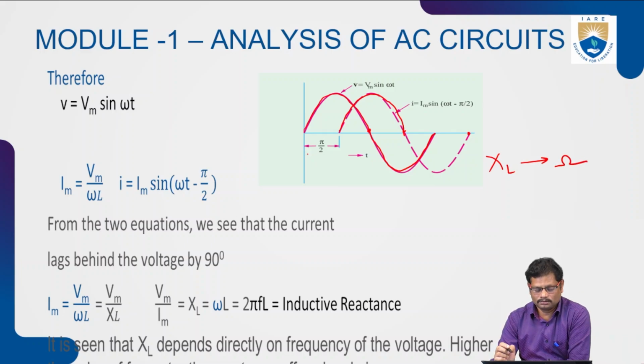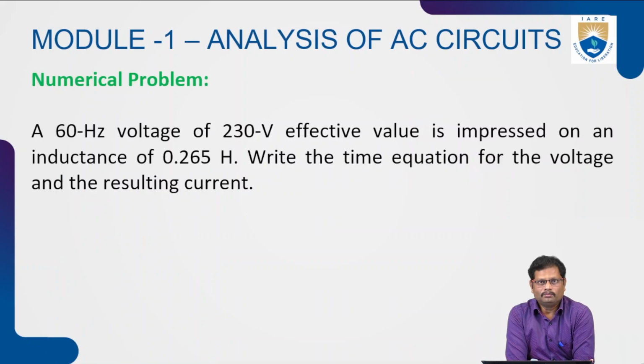So we can say that this XL directly depends on the frequency of the voltage. Higher the frequency, higher the inductive reactance, and vice versa. We will see another problem. A 60 Hz voltage of 230 volts effective value is impressed on an inductance of 0.265 henries. Write the time equation for the voltage and the resulting current. So we need to write V of t and I of t.